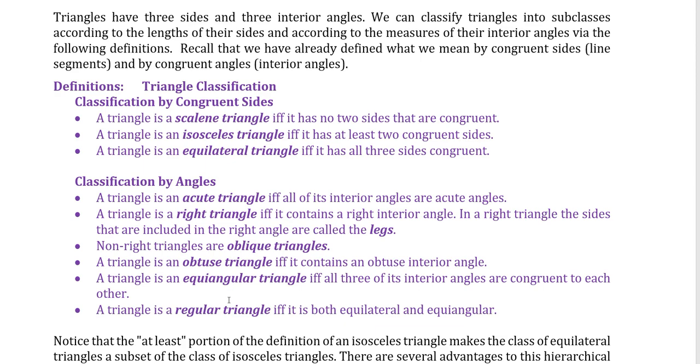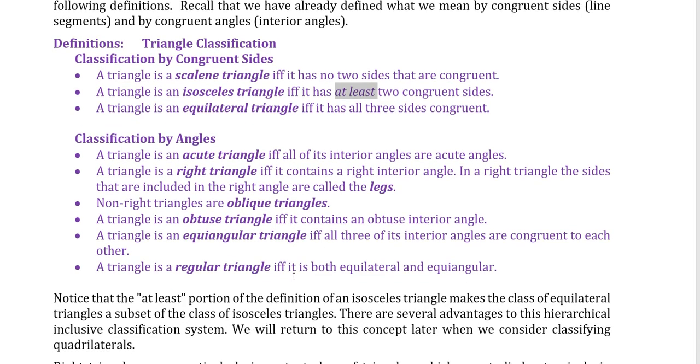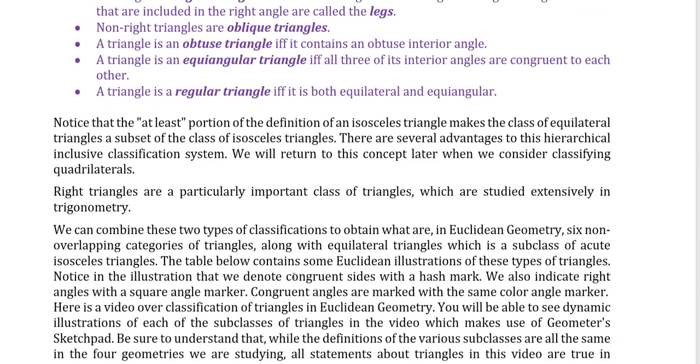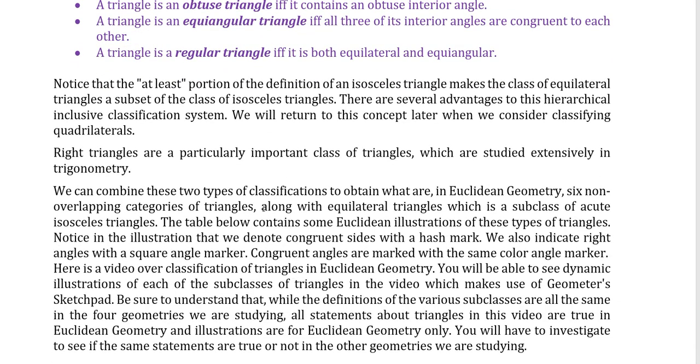Ultimately, we'll talk about a regular polygon as one that is both equilateral and equiangular. Notice the "at least" part here on isosceles. Since that says at least two congruent sides, that means an equilateral triangle is a subclass. The class of equilateral triangles is a subclass of the class of isosceles triangles. Every equilateral triangle is an isosceles triangle, but not every isosceles triangle is equilateral. There are several advantages to a hierarchical system like that we'll talk about a little bit later, especially when we start talking about classifying quadrilaterals.